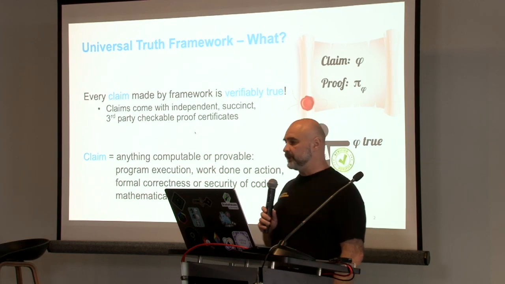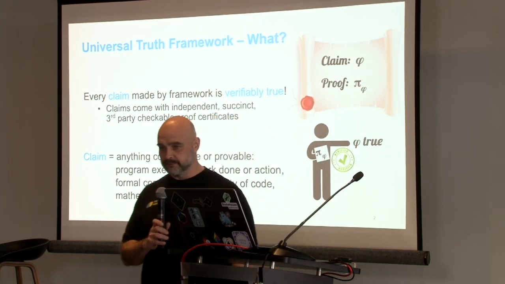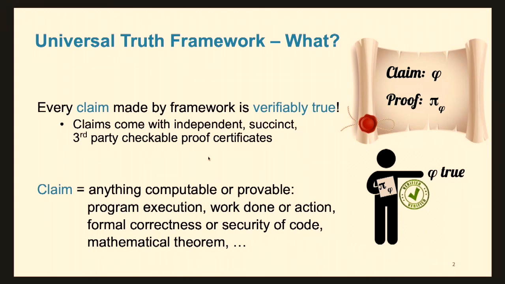So let me jump directly to the end, to the vision, what we'd like to achieve. We'd like to create a framework that extends our existing technology into what we want to call a universal truth framework. What is that? It sounds very abstract, I'm sure. It's a framework in which any claim that is made in the framework is verifiably true. You don't have to trust who made the claim. You don't have to trust even the claim itself, because you can check it.